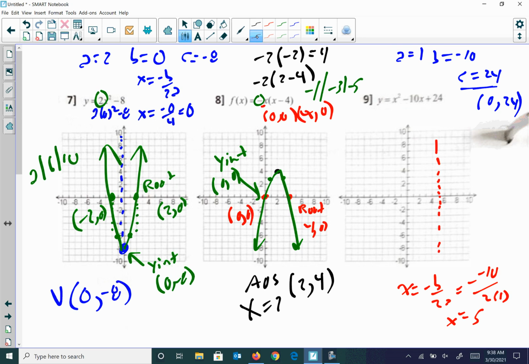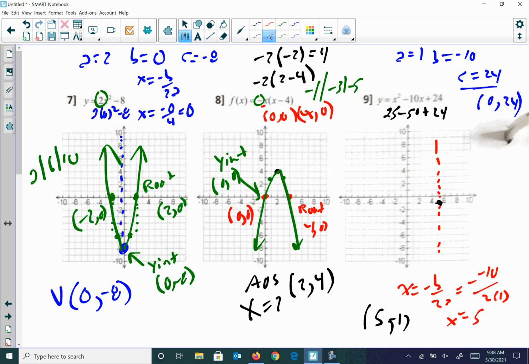then I can find the rest of my vertex. I'm going to plug 5 in. So this is going to give me 25, because 5 squared minus 50 plus 24. If I do that math, I'm going to wind up getting negative 1. So 5, negative 1, which is here.